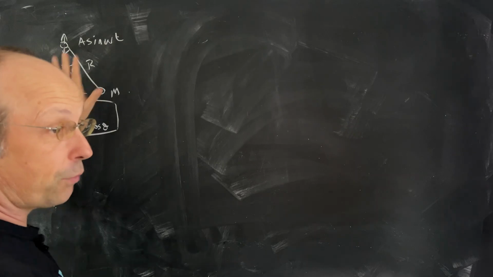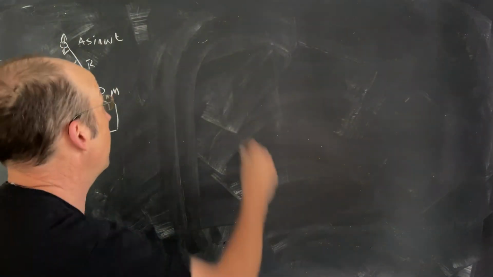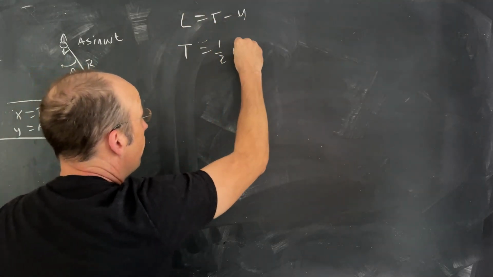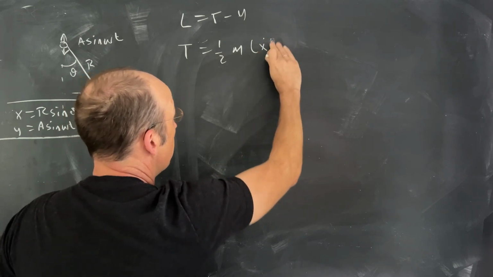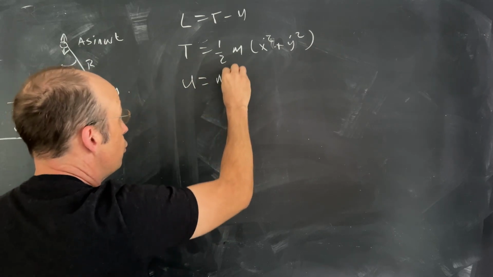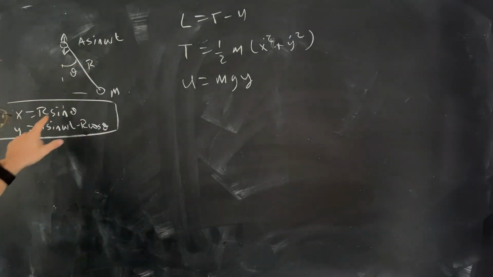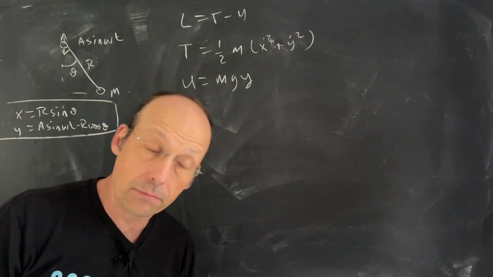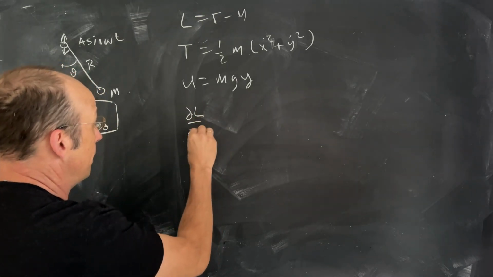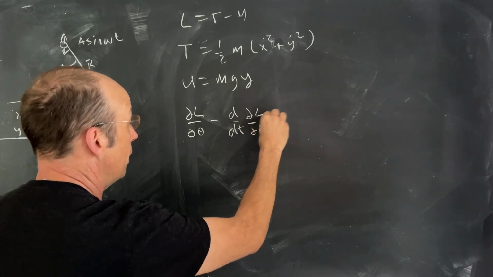So we have 1 degree of freedom. I can write x and y in terms of theta and time. And then I can write the Lagrangian as T minus U, where T is 1/2 m times x dot squared plus y dot squared, and U is m g y in this case. So to do those, I need to take the derivative, square it, and add them together. Once I do that, I can write down Lagrange's equation, the partial of L with respect to theta minus the time derivative of the partial of L with respect to theta dot is equal to 0.